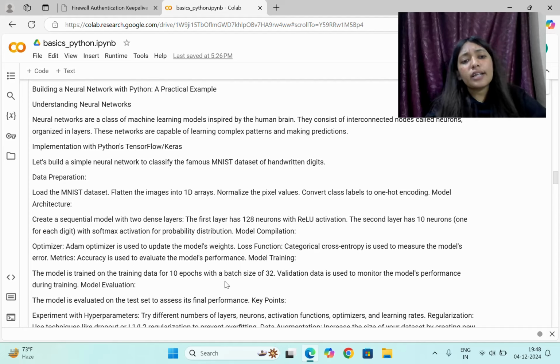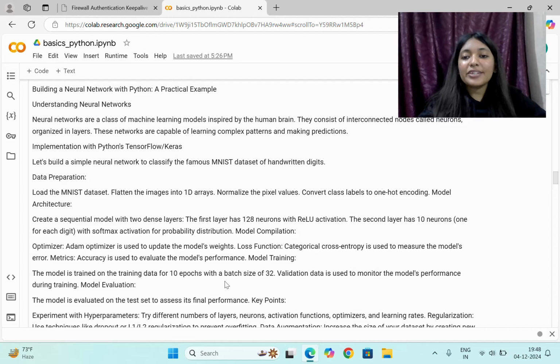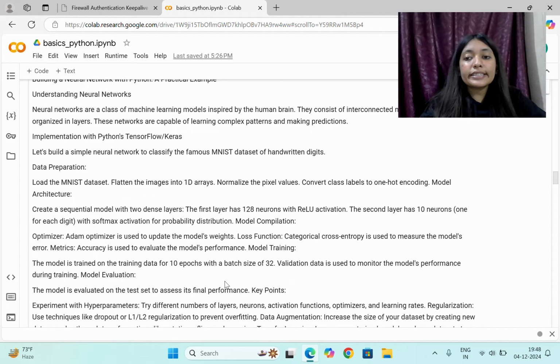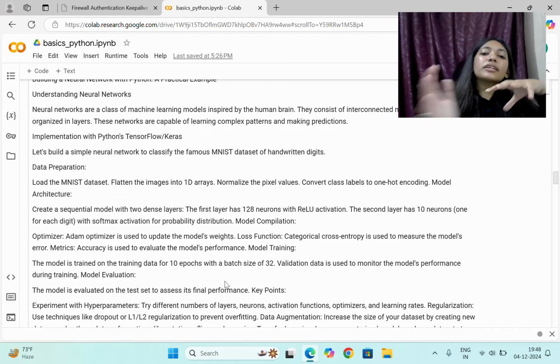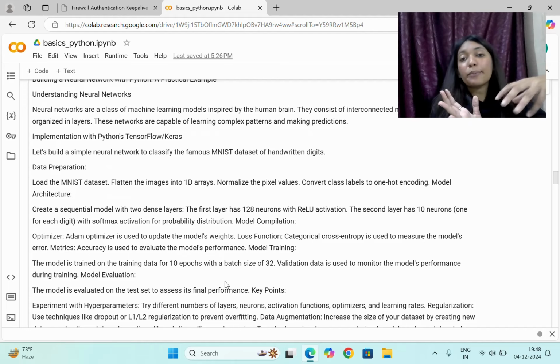Neural networks are a class of machine learning model inspired by the human brain. They consist of interconnected nodes called neurons, which are organized in layers. Now, these networks are capable of learning complex patterns and making predictions.